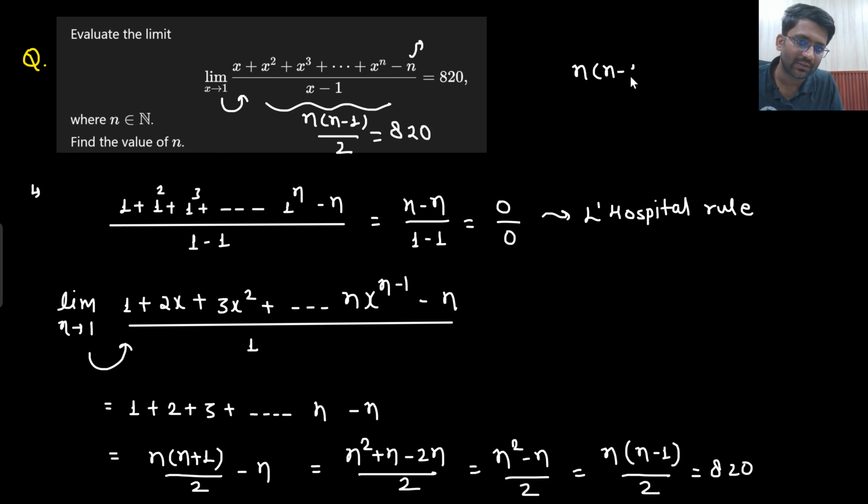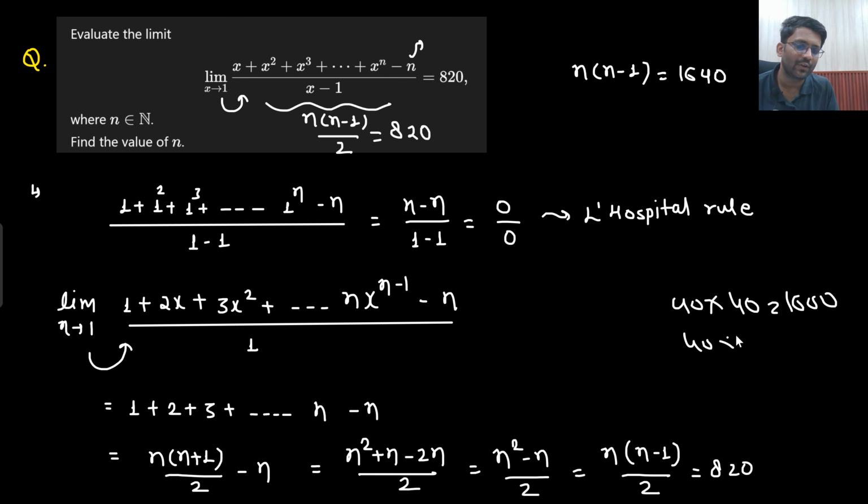So n into n minus 1 is coming out to be twice of this, that will be 1640. So what will be the value of n? The value of n will be 41. Hit and trial, because I know that 40 into 40 is 1600. What will be 40 into 41? Plus 40 more, so 1640. So this value is 41 and this value is 40. That's it. So what is the value of n you are getting? 41.